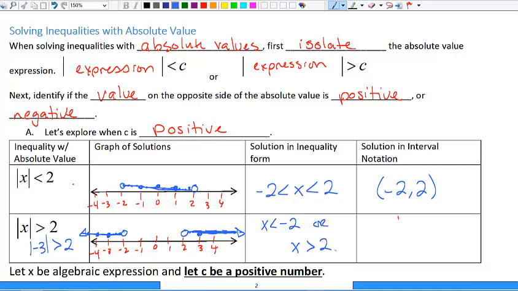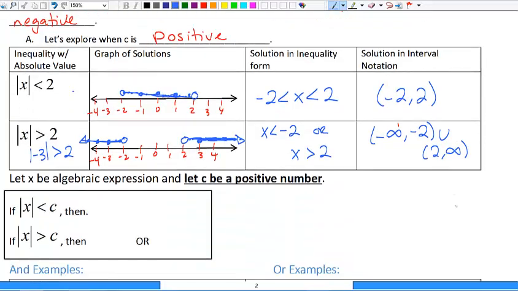Or x is greater than 2. My solution to the inequality is negative infinity until negative 2, union (the symbol for "or" in interval notation), 2 to infinity. So this was just a little exploration. Now I don't really want to be guessing and checking every single time like we did on this one. What I want to do is use this exploration to come up with a rule.